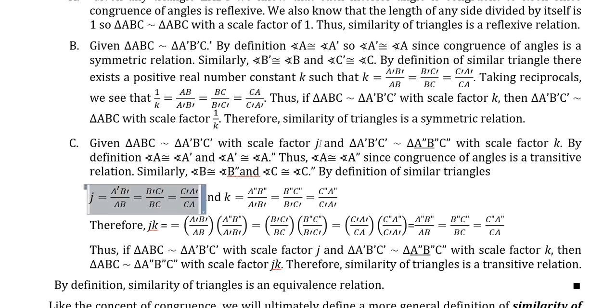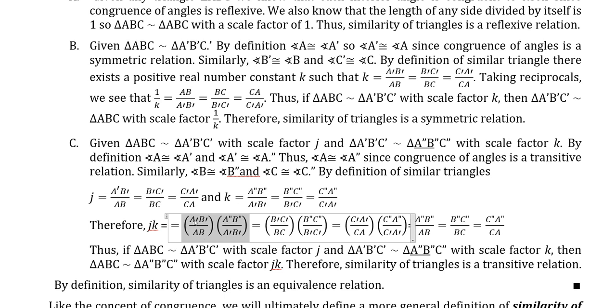For the first similarity, scale factor of J, we get the length A prime B prime over AB is equal to B prime C prime divided by BC, which is also equal to C prime A prime divided by CA, which is also what we're calling J. And we get a similar relationship for the next one, but with a factor of K. Now, all we're doing is seeing what happens if you multiply J and K. Well, you're multiplying this fraction here by the corresponding one here. See that right here? And do the same thing for the middle pair and the last pair, like this.